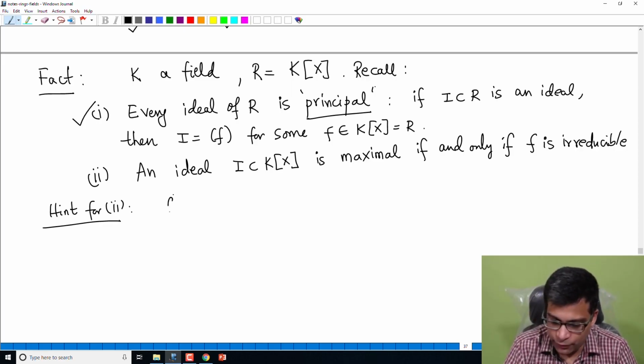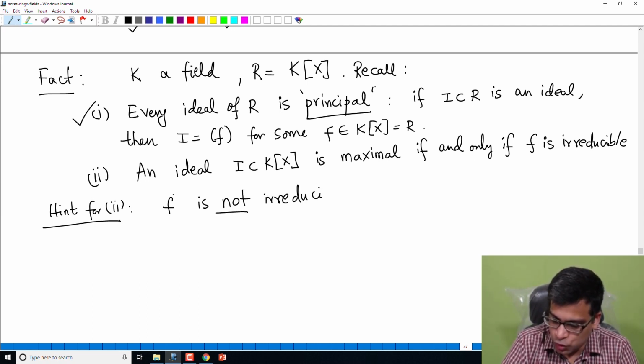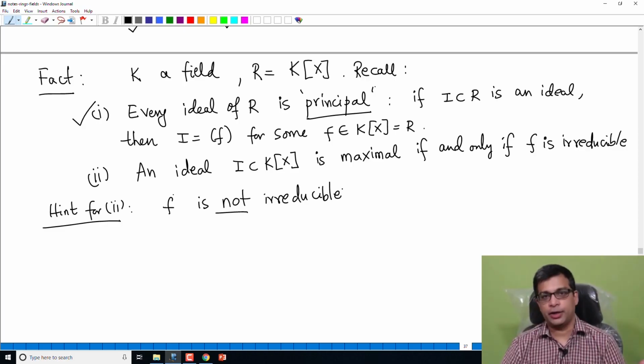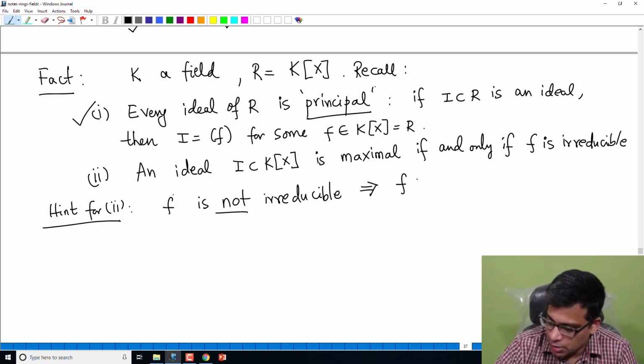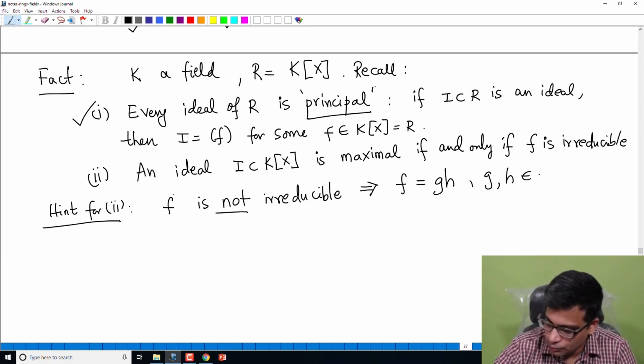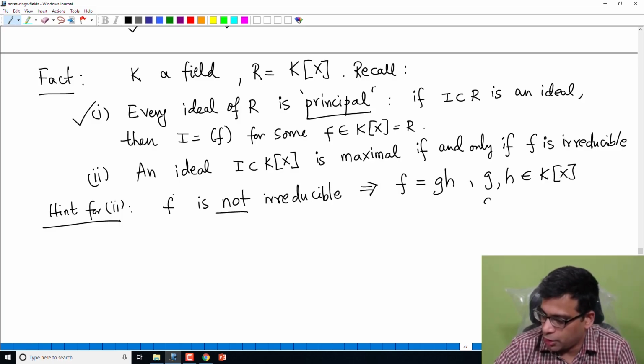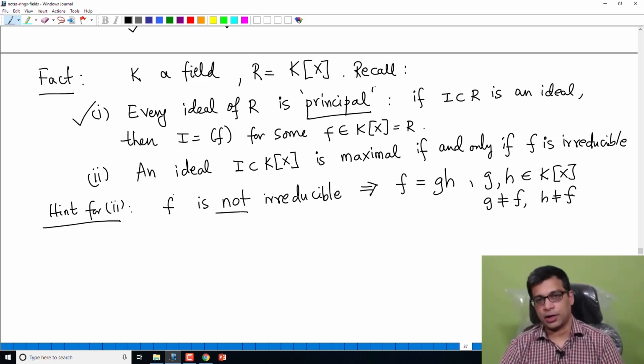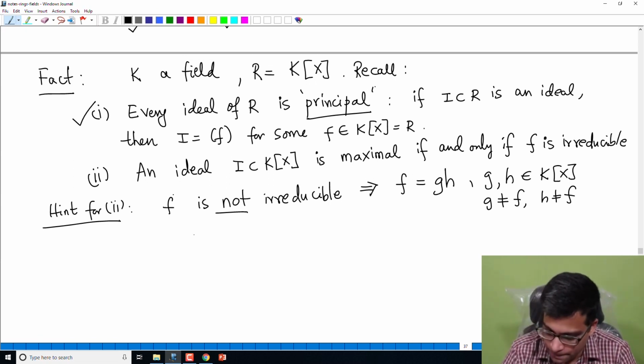Suppose f is not irreducible. Remember, an irreducible polynomial is one which cannot be factored into two polynomials g and h, where g and h are not equal to f or not equal to 1. So f is not irreducible means f can be written as a product of two polynomials in the polynomial ring, and the point of course is that g is not f, h is not f. You can always factor a polynomial as 1 times f. If it is not irreducible, it can be factored in a more interesting, non-trivial fashion.